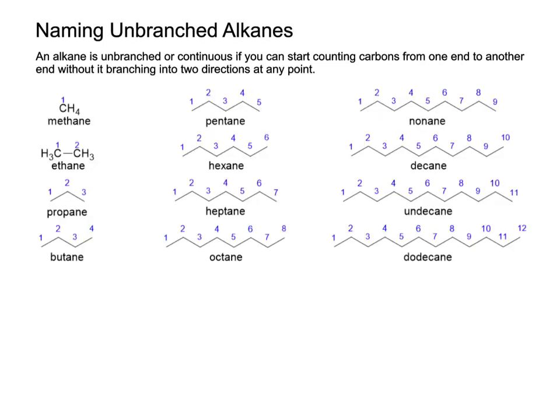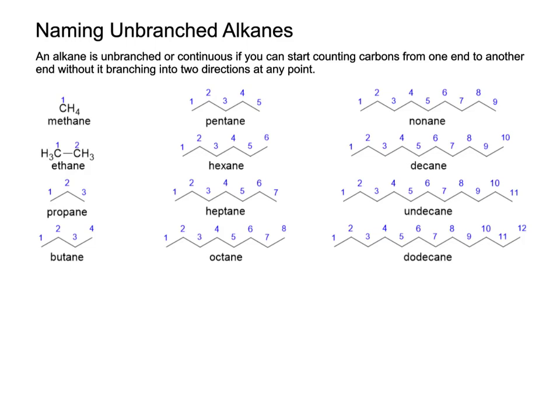Let's start off by naming unbranched alkanes. An alkane is unbranched or continuous if you can start counting carbons from one end to another end without it branching into two directions at any point. So you can see in this image that I have everything from methane, which is just CH4, all the way to dodecane, which is a continuous 12-carbon chain.